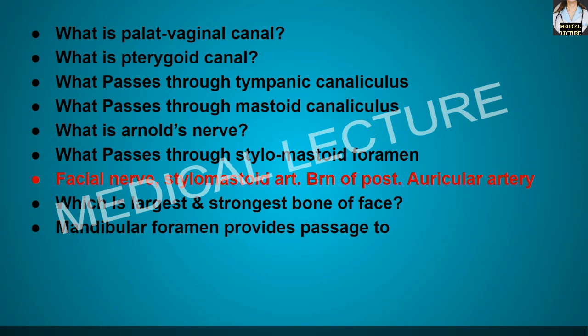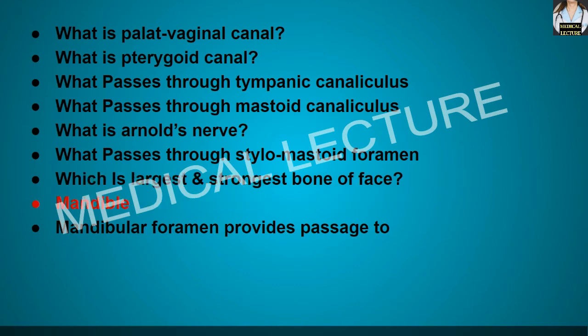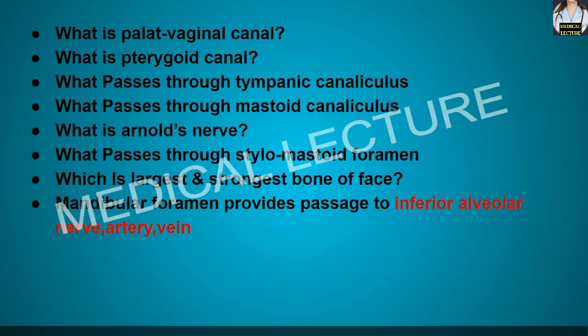What passes through the stylomastoid foramen? Facial nerve and stylomastoid artery, which is actually a branch of the posterior auricular artery, pass through the stylomastoid foramen. Which is the largest and the strongest bone of face? It is the mandible. Mandibular foramen provides passage to the inferior alveolar nerve, artery and the vein.